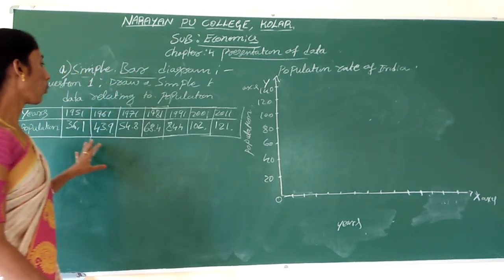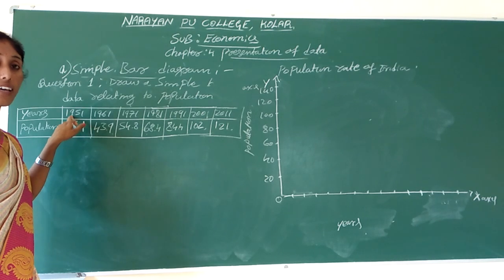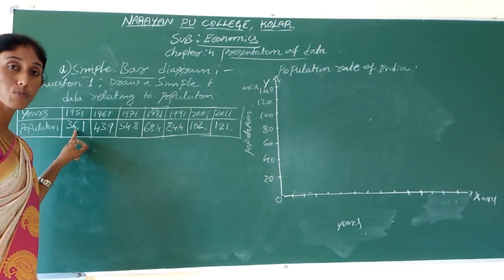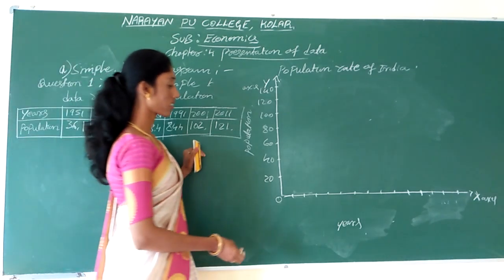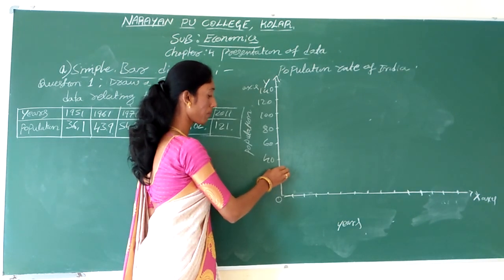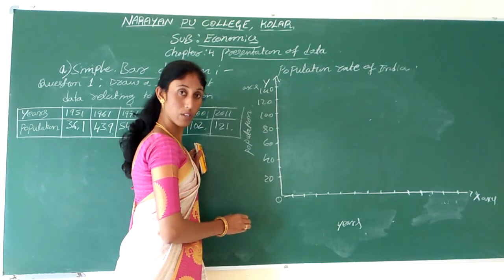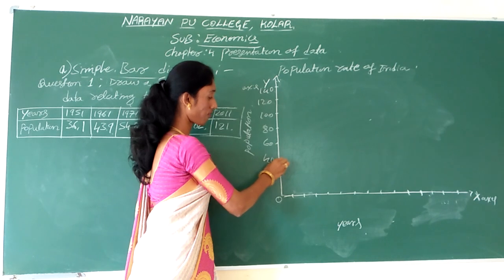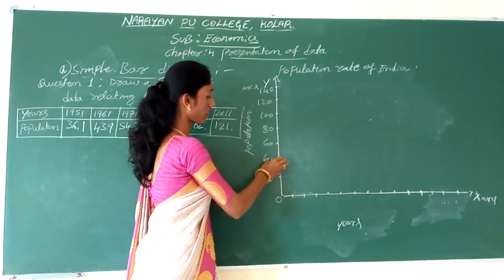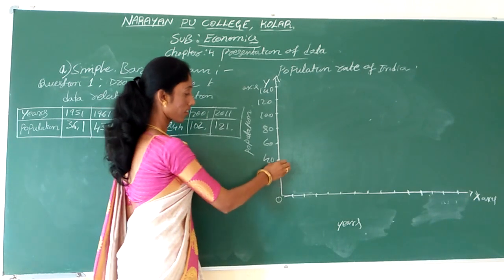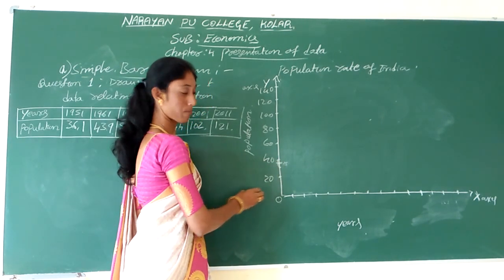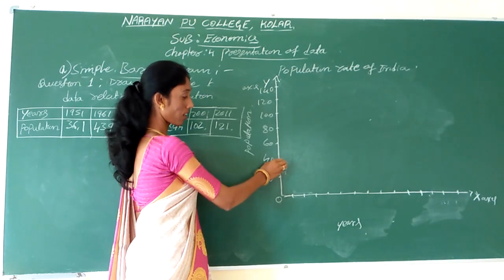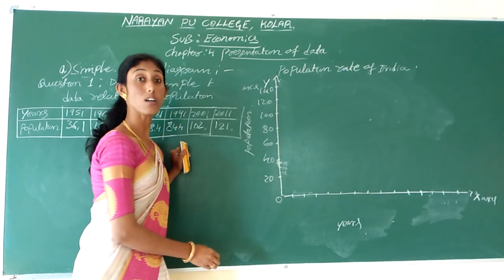Now come to measure the values. First here is 1951. In 1951, the population is 36.1 crore. Where the 36 appears, between 40 and 20, will appear 30. Okay? 31, 32, 33, 34, 35, 36, 37, 38, 39, 40. Here, this is 35. Got it? This is 30. This is 25. Here, most likely the 36 appears.